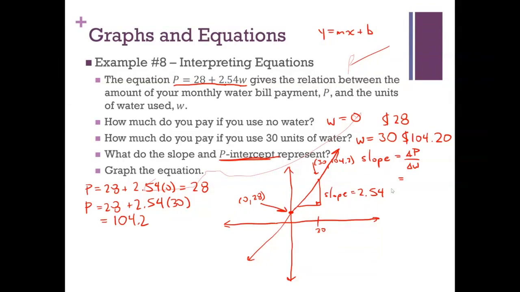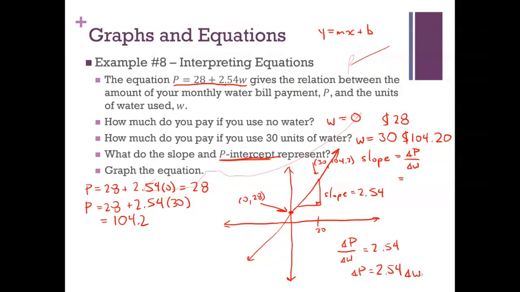But what does that slope mean in this case? Well, basically, if the change in P divided by the change in W is equal to 2.54, then I can also say this: the change in P is equal to 2.54 times delta W.